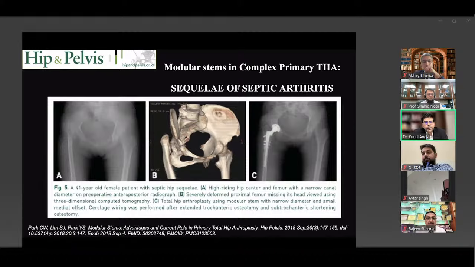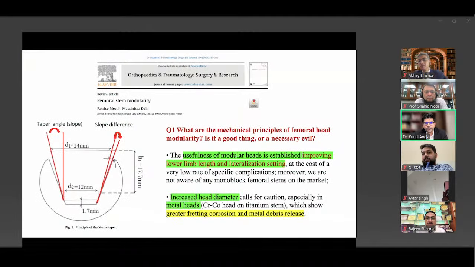A brief example of how modularity helps in a complex septic arthritic case with a high riding hip. We have brought down the femoral canal using a subtrochanteric derotation osteotomy, and we have used an S-ROM stem. This is a stem with a narrow diameter and a smaller medial offset for reducing the leg length. And finally, we have different modularity questions. So this paper takes you through 4 different questions.